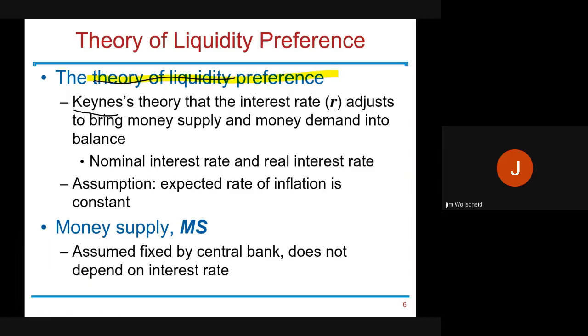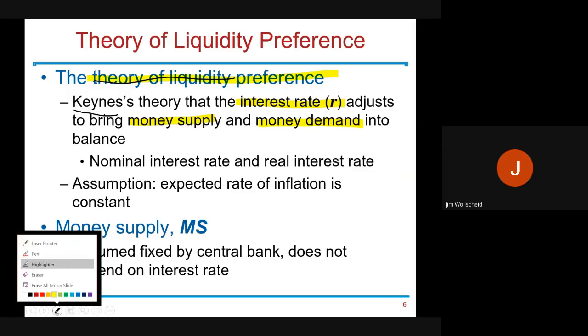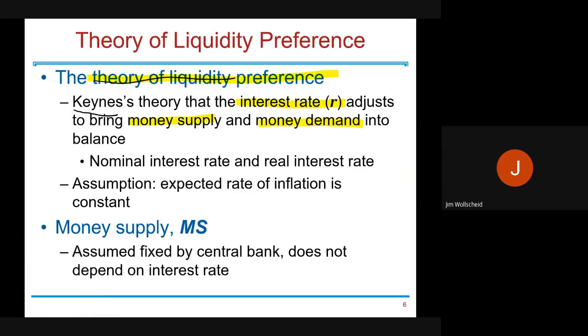So the theory of liquidity preference: just like always, we have money supply and money demanded. And what we're going to have here as the price is the interest rate. Nothing groundbreaking here. What's groundbreaking is that the nominal and the real interest rate are going to move in the same direction.